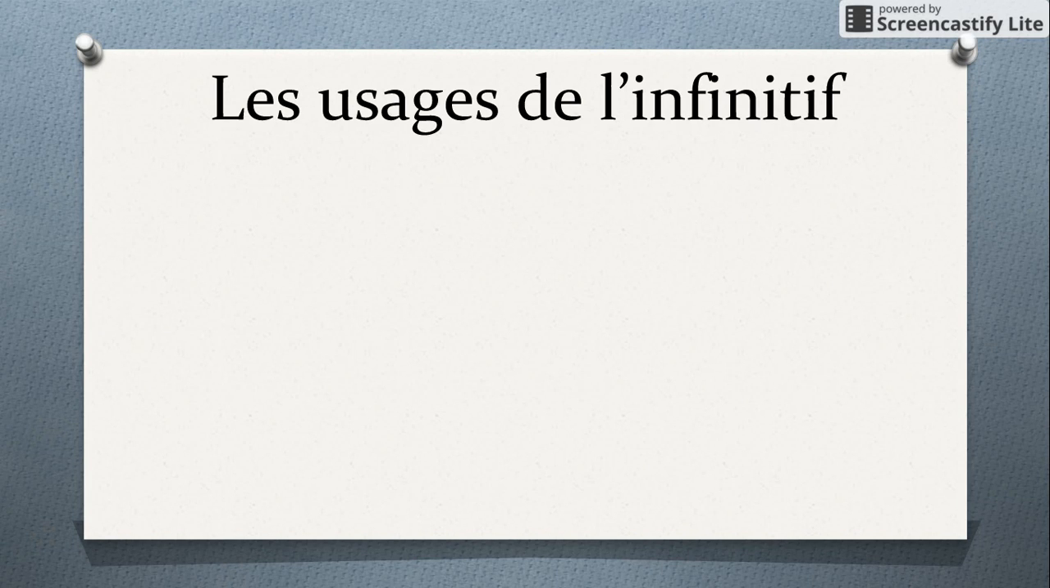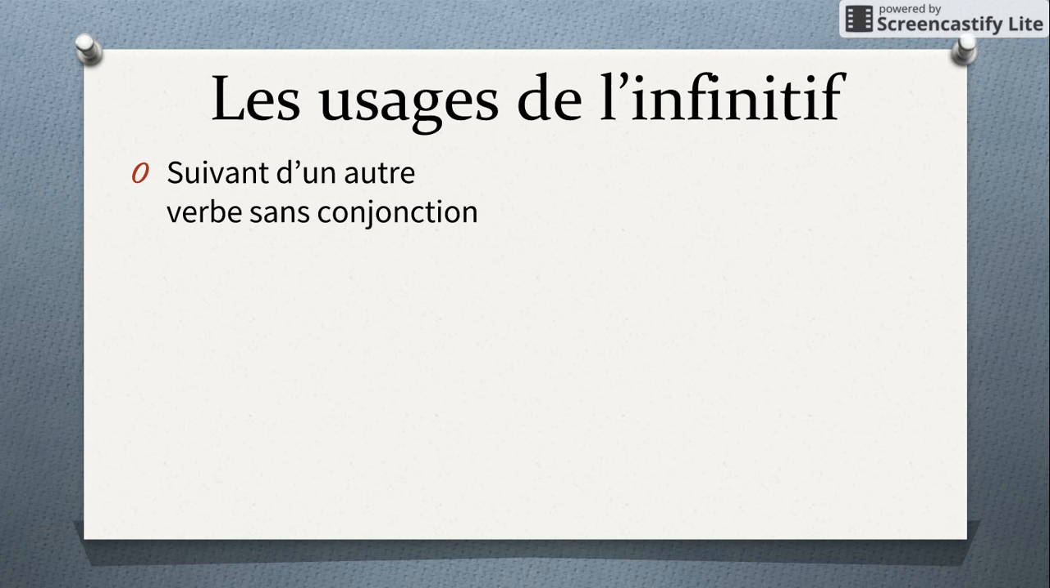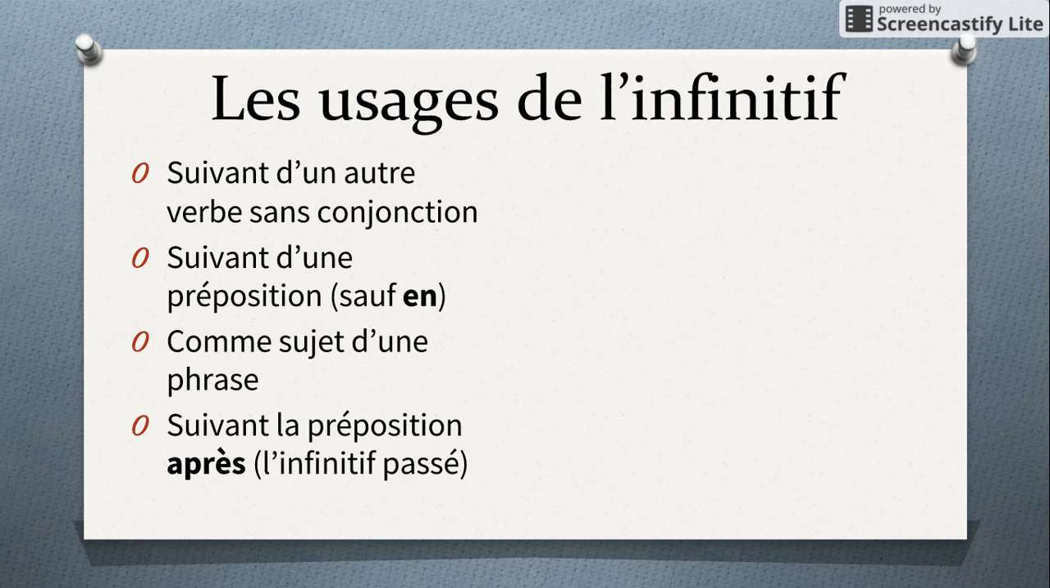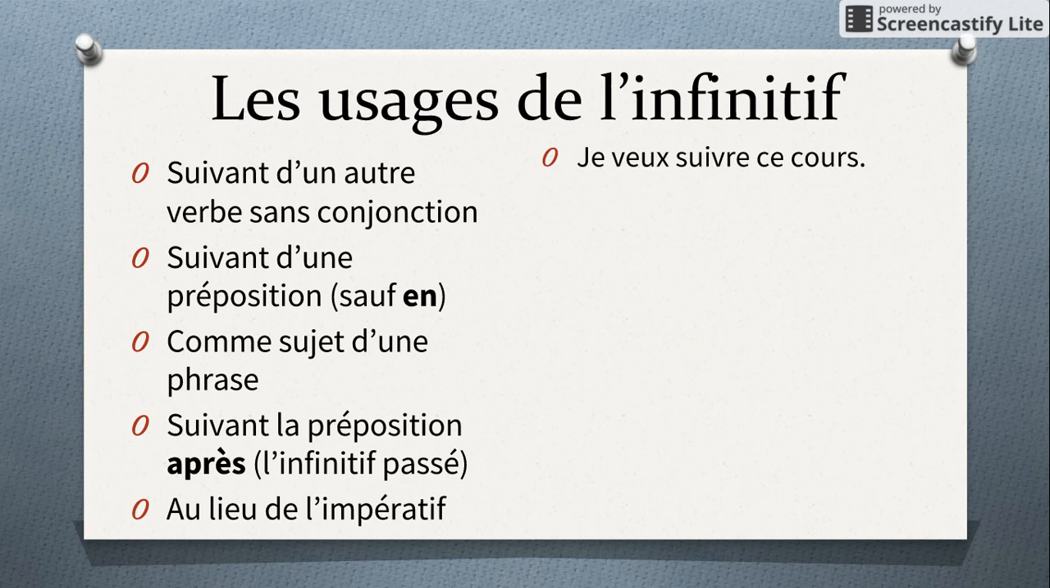Next, we're going to look at some usages of the infinitive. Not to be confused with the imperative, the infinitive is when we haven't conjugated the verb. So some examples of when to use the infinitive in French are following a verb that we have already conjugated. So typically it would be the second verb in a sentence. Here's the example with je veux suivre ce cours, where I'm saying I want to take this course.